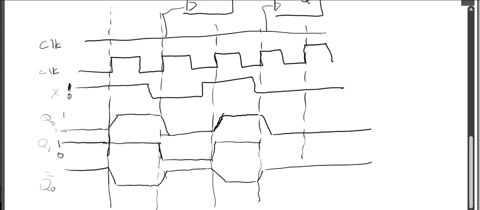And then at the next clock edge, wait, why did I make it go? Yeah, it went to 1. At the next clock edge, it'll go down to 0. And then at the next clock edge, it will go up to 1. And it'll stay at 1.